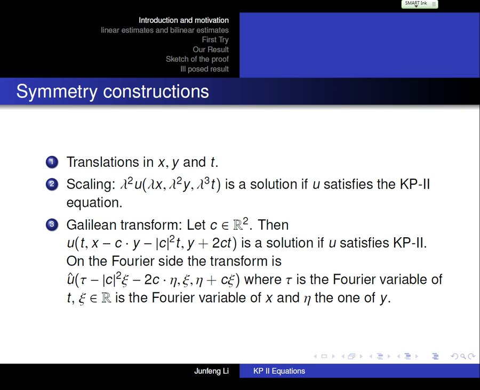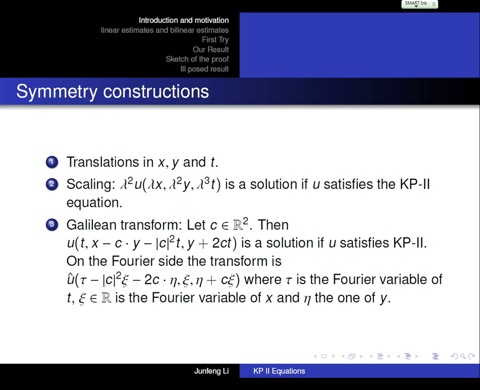And we want to write it on the Fourier transform side. It looks like this. Of course, tau is the Fourier variable of time t, xi corresponds to x, and eta corresponds to y. You should remember that eta is two-dimensional. The thing is that xi does not change at all. You only translate the eta part.